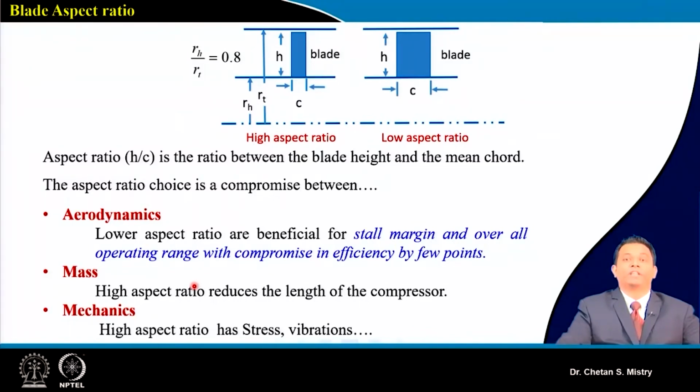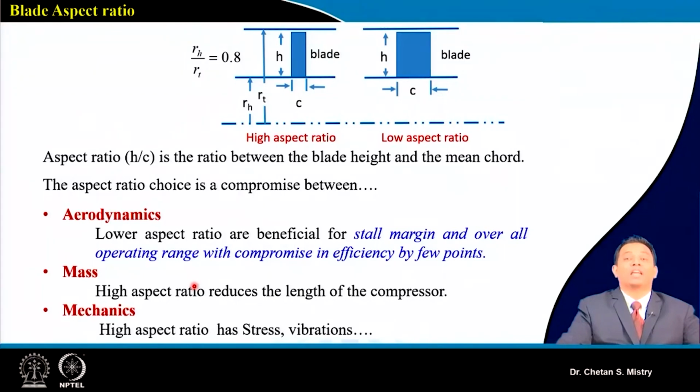Before the 50s and 60s, most of the compressors and engines were designed with high aspect ratio blades. Later on, people started talking about low aspect ratio blades. There were major contributions by Whistler and Westlers. They explored the possibility of using low aspect ratio blades, and that is how the low aspect ratio blade came into the picture.